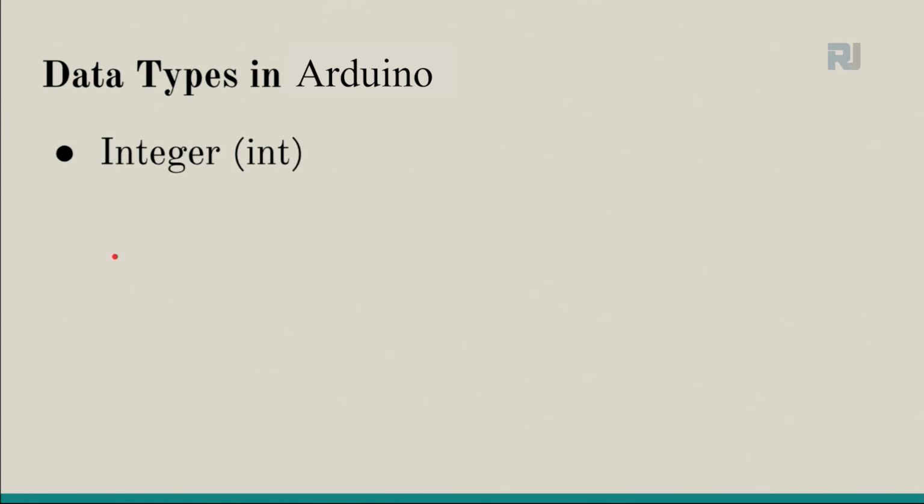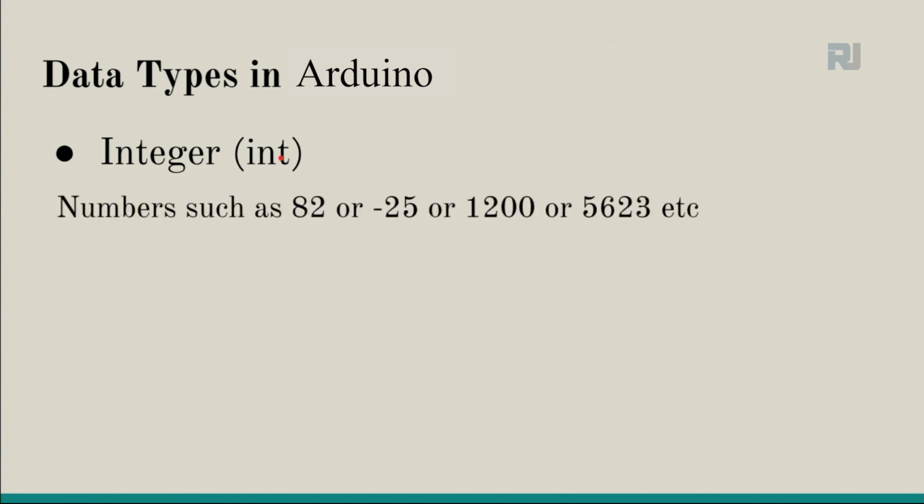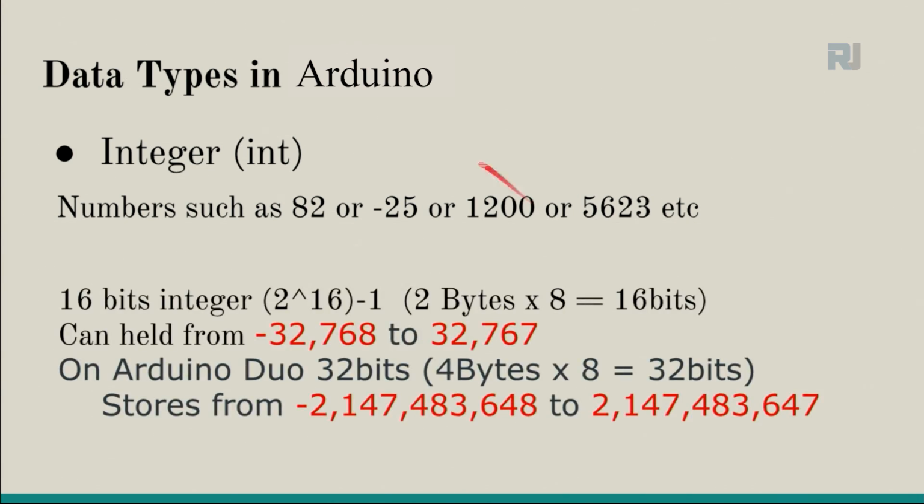And the data type that we have is an integer, and we type int to recognize a type of data. And it can represent, for example, 82 or minus 25 or 1200 or 5623, etc. And when you define a data type as an integer, int, you are allocating 16 bits of information. So it will be 2 bytes, 2 times 8, as we mentioned, 1 byte is 8, so 2 times 8 is 16 bits of space allocated. This is as if we have a big box with 16 shelves.